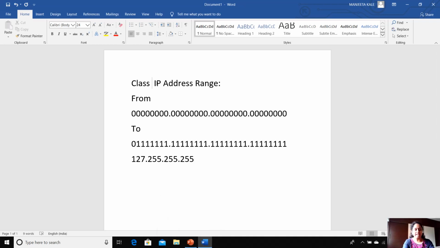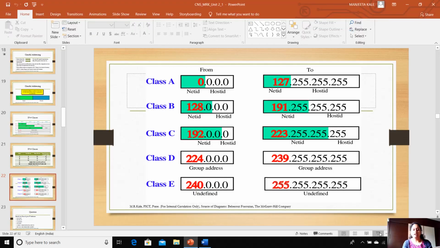Similarly, if we consider the example of class B, IP addresses start with 10. Instead of having 0 as the first bit, we have 10 as the first 2 bits, and the rest of the bits will be zeros for the first address, and the last address would be 10 fixed and the rest of the bits would be ones. Now if you convert this into decimal, you will see that the range is 128.0.0.0 to 191.255.255.255. So this is how you can calculate the address range of any IP address class.